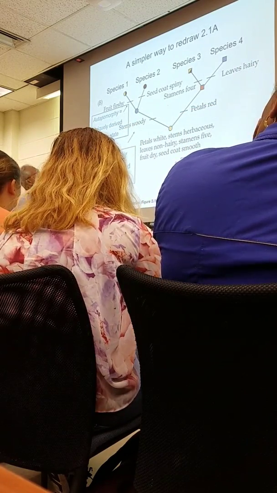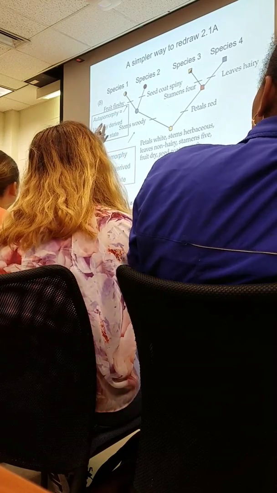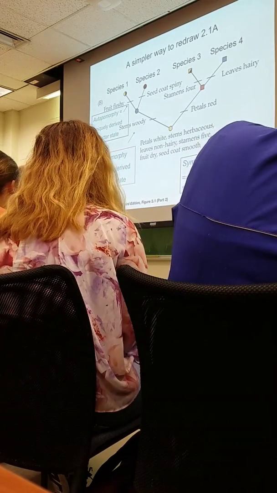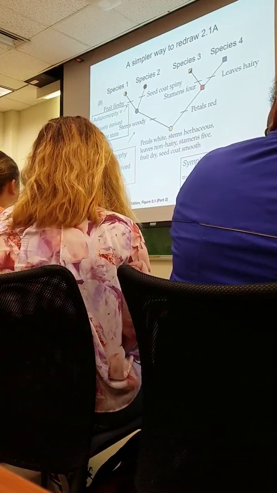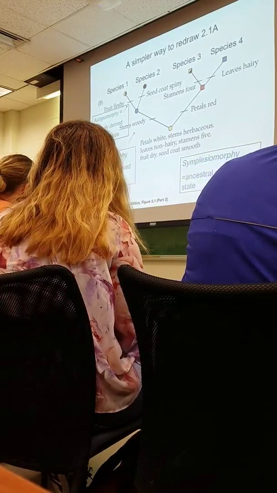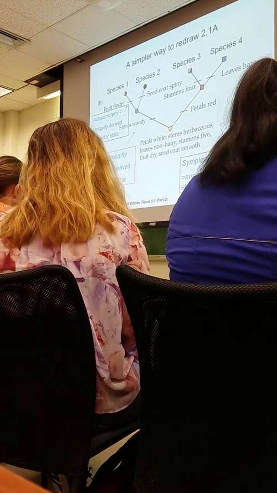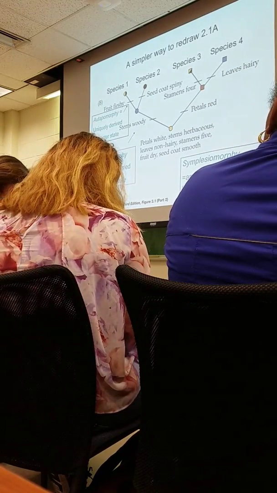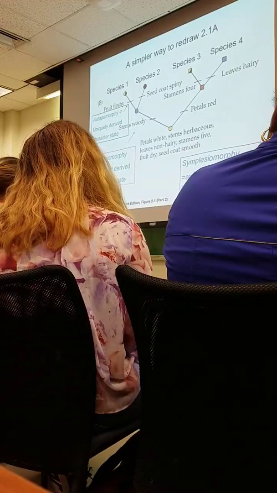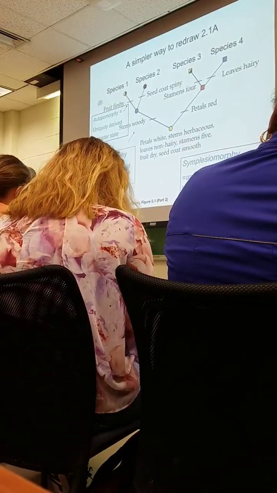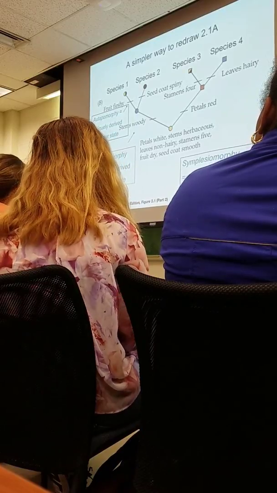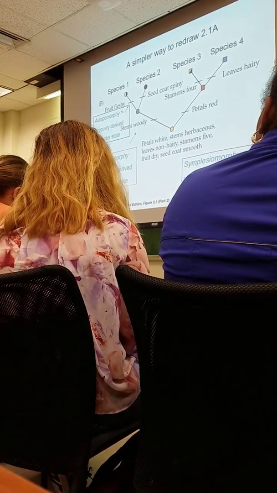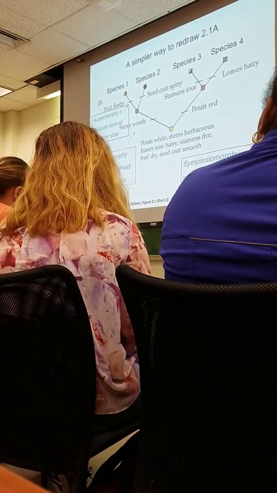Now, notice that species 1 is the only species that has that fleshy fruit. So that's what's called an autapomorphy. Aut just meaning one. It's unique to that species. So it's a uniquely derived character state. You'll see that term in your textbook too. Autapomorphy, synapomorphy. This is the biggie. This is the biggest, most important one.